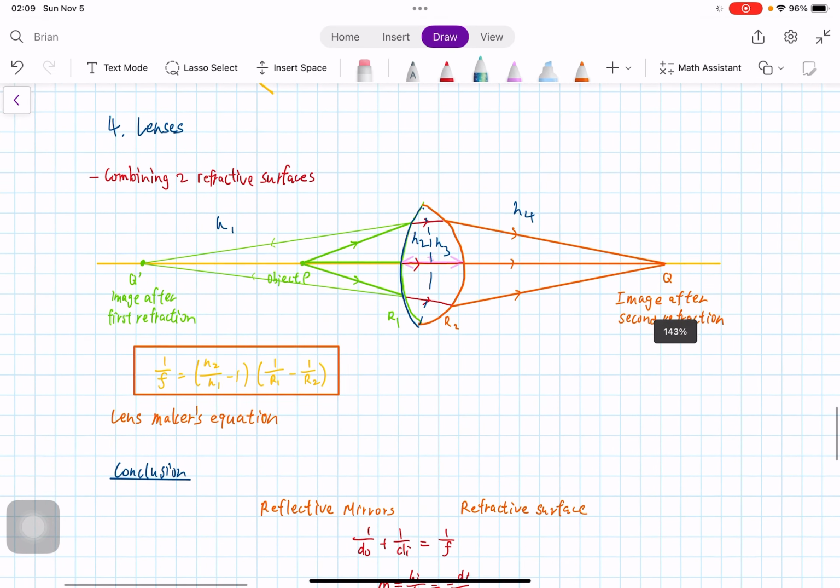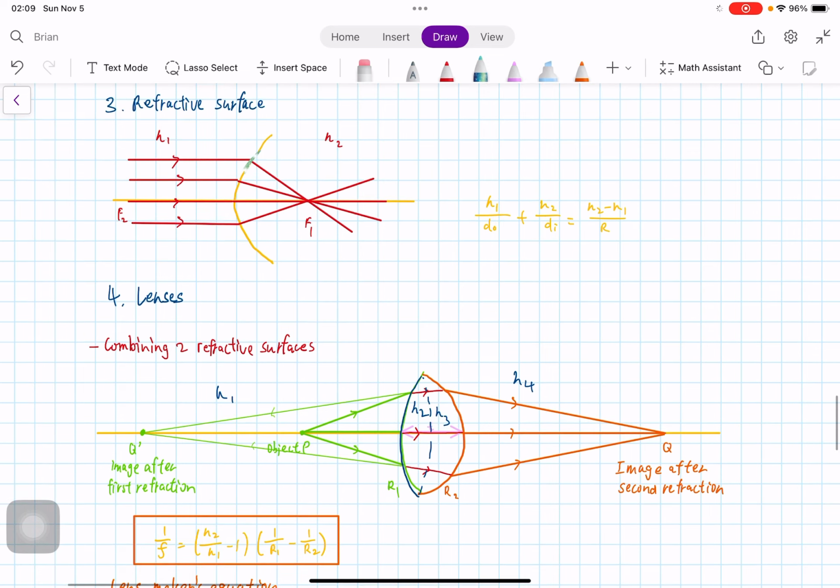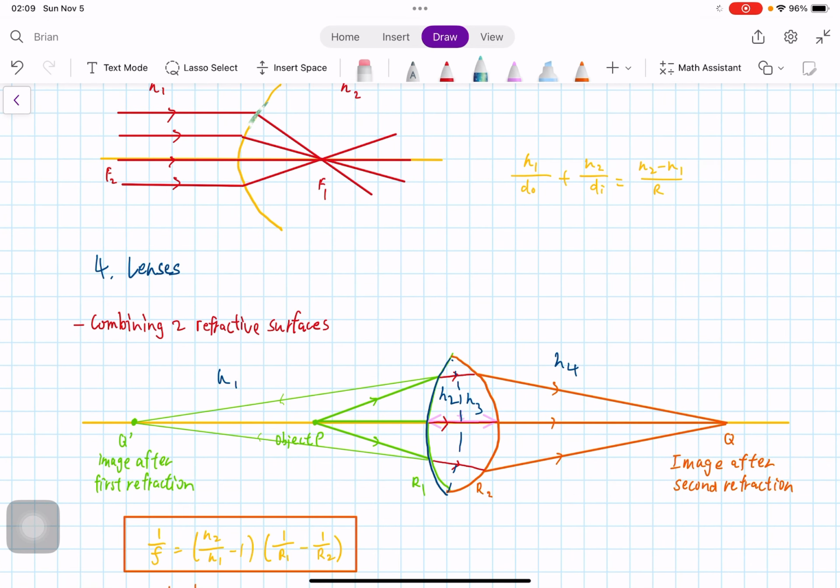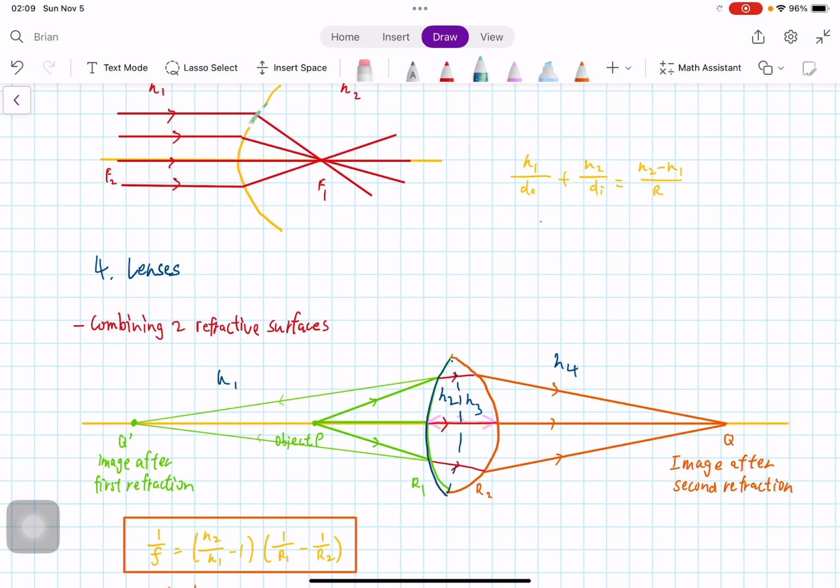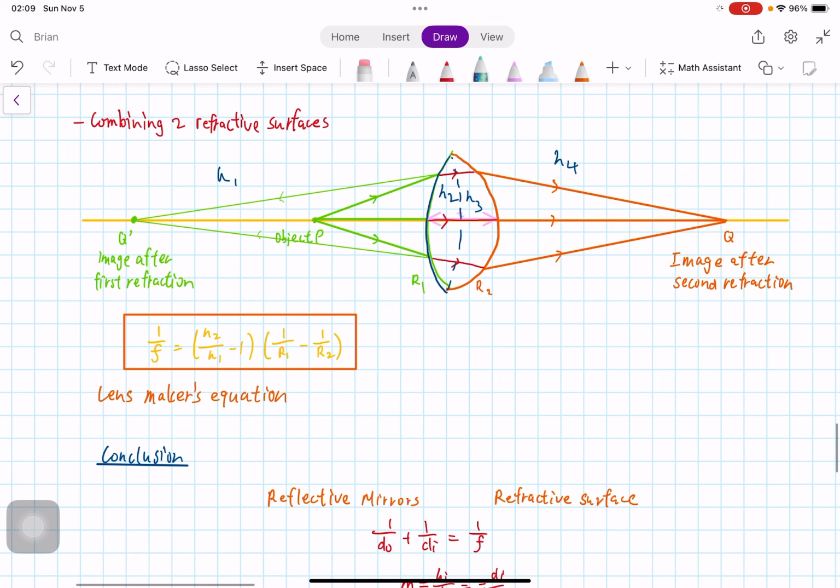And this is an equation associated with one single refractive interface. And for lenses, this looked so complicated before, but right now it is so simple because it is just using two of these equations. And we're just combining it to give us the Lensmaker's equation.